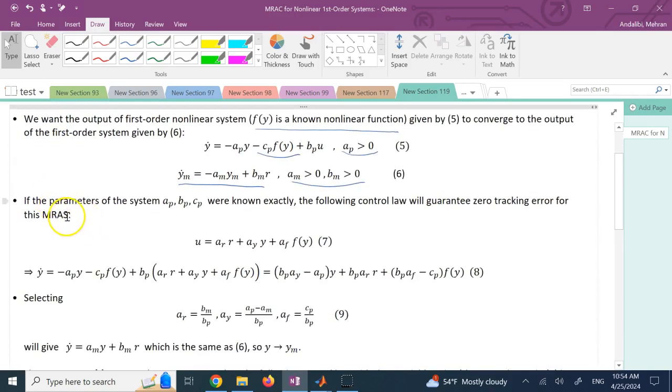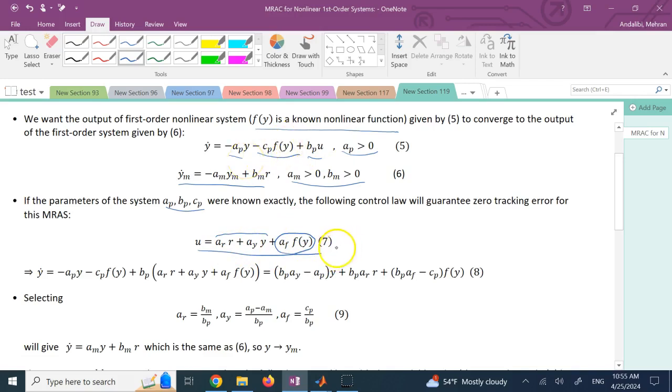And here, for this system, if we want to get a control signal, we can pick this signal, assuming that all the parameters are known. If ap, bp, and cp, all of these parameters are known, then a simple control like this would do the job. So the first two terms are basically to make y converge to ym, and this extra term is added to cancel this nonlinear term in y dot.